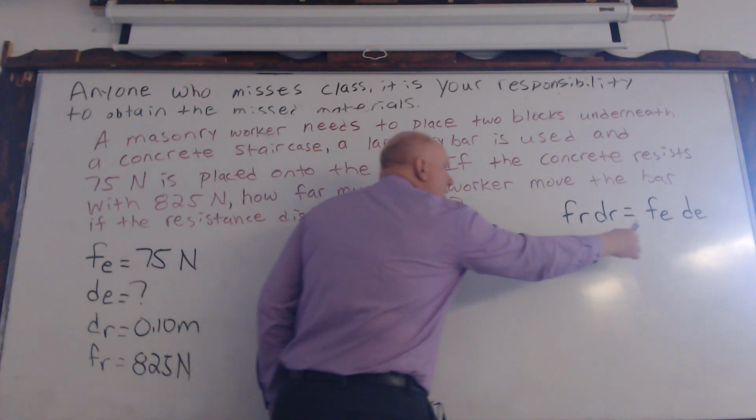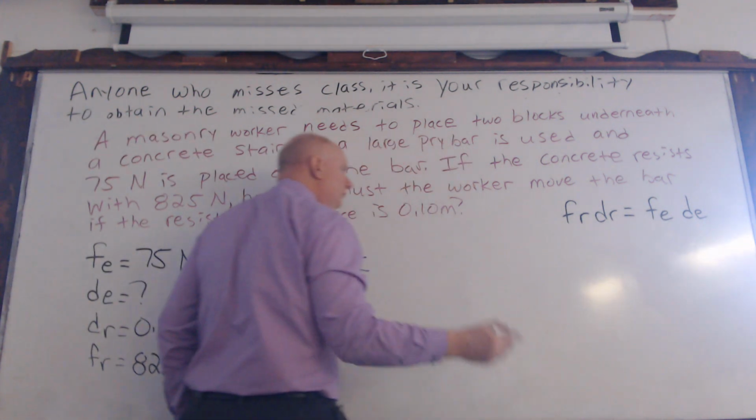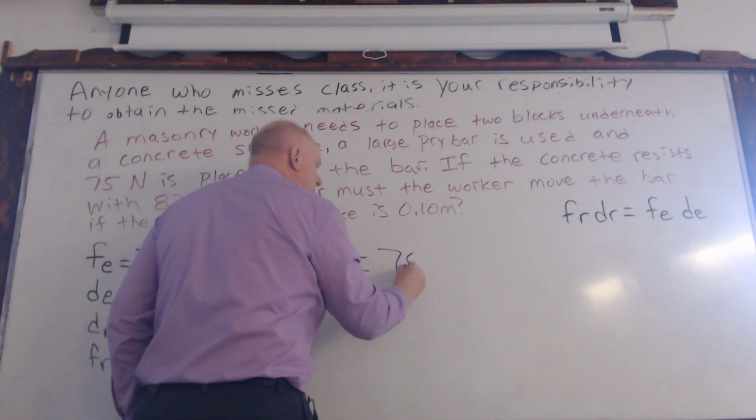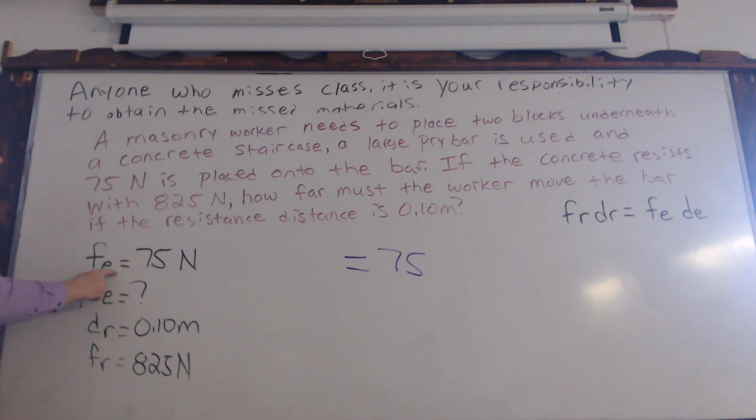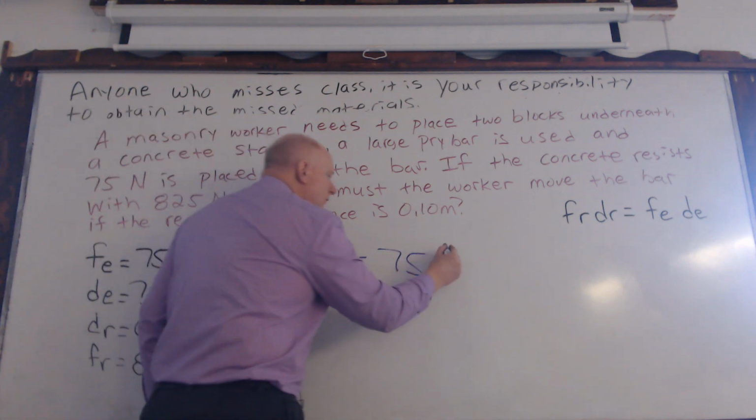Okay, do we know this variable? Sure, 75. How do we know that? It tells us that right here. Okay, do we know the effort distance? No, because there's a question mark there. Okay.